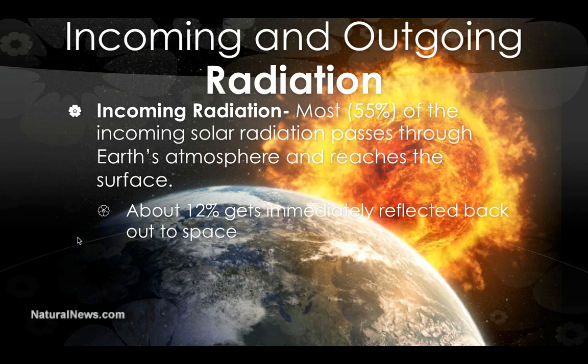So 45, the part that didn't reach the surface, about half gets reflected back out to space by Earth's atmosphere. Thank you, ozone layer. Thank you for people stopping using Aquanet in the 90s. So that's going to get reflected back out by Earth's atmosphere, and half of it is going to actually be absorbed by the atmosphere. So it's not going to reach the surface. So half of that 45 goes out into space and half of it is absorbed by the atmosphere.